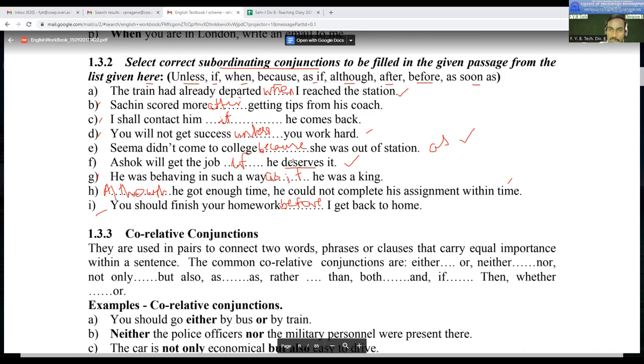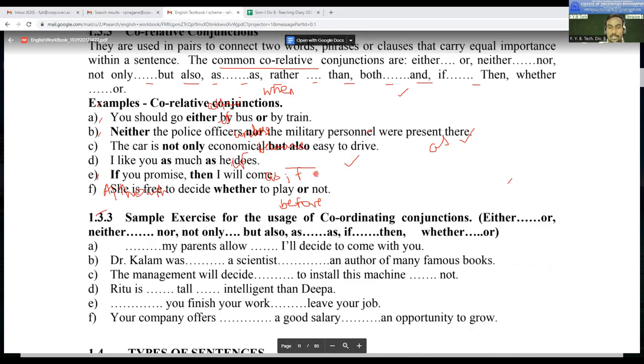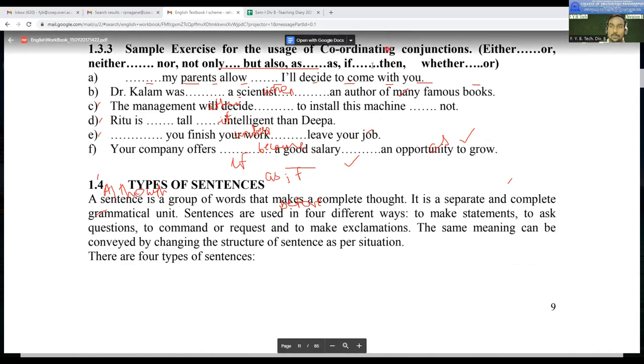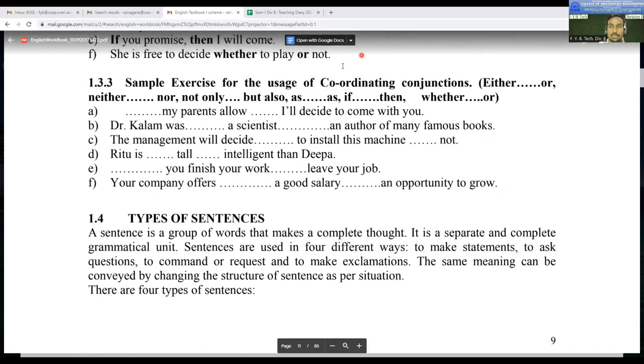So these were some exercises based on subordinating conjunctions. Here is one more exercise that you have to think about, based on correlative conjunctions. The question is similar. It says sample exercise for the usage of correlative conjunctions, and again the list is provided: either or, neither nor, not only but also, as, if then, whether or. First sentence A: dash my parents allow, I will decide to come with you. If my parents allow, then I will decide to come with you.